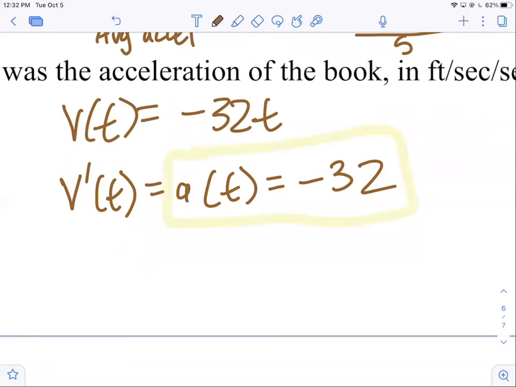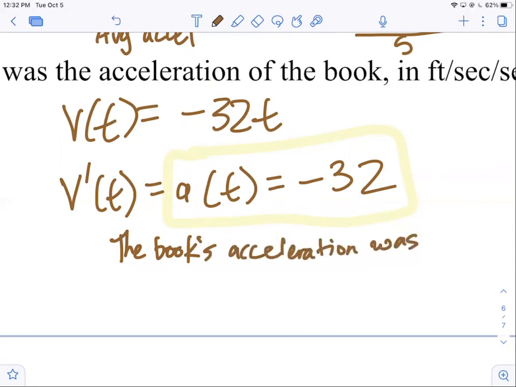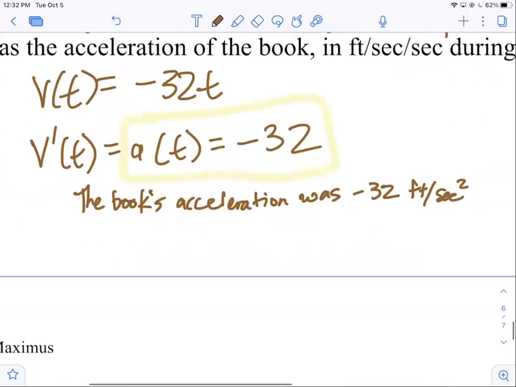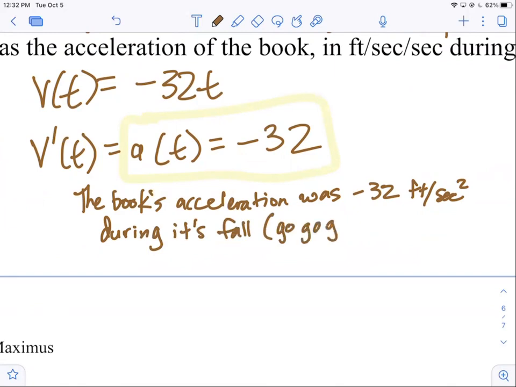So what you do want to just say is the book's acceleration was negative 32 feet per second squared during its fall. And then I'm going to say right here in parentheses, go gravity. We would expect that. 32 is about 9.8 times 3. 9.8 meters is about 32 feet. Okay. So whether you're talking about meters per second squared in physics or 32 feet per second squared here, it's really the same idea. It's an empirical value.